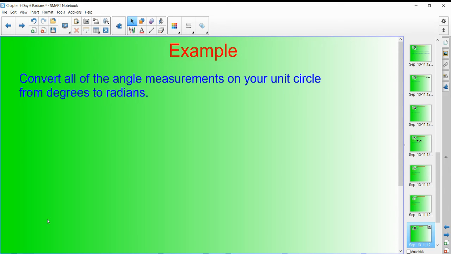If 180 degrees is pi, what would 90 degrees be? Maybe what's 30 degrees and 45? So take 5-10 minutes, pause the video if you need. Fill out that unit circle, start connecting angle measurements in degrees to radians. When you're ready, unpause the video. We'll take a look at some of the conversions.